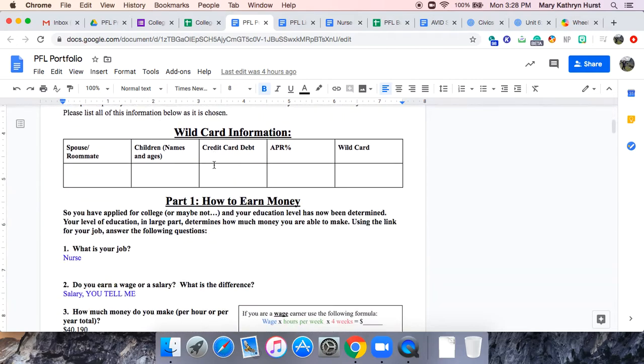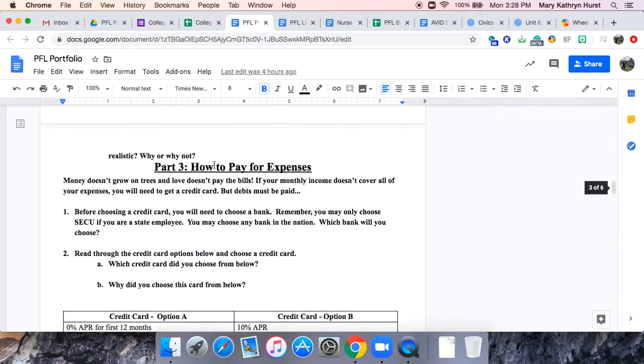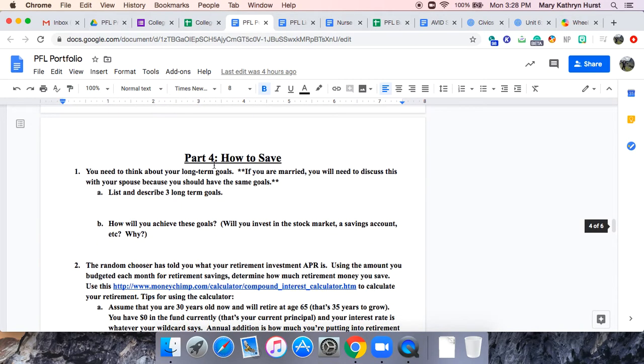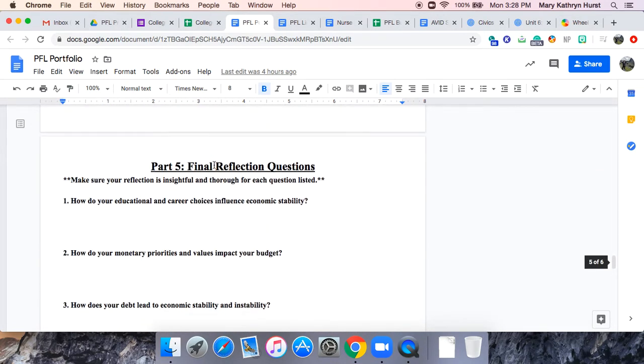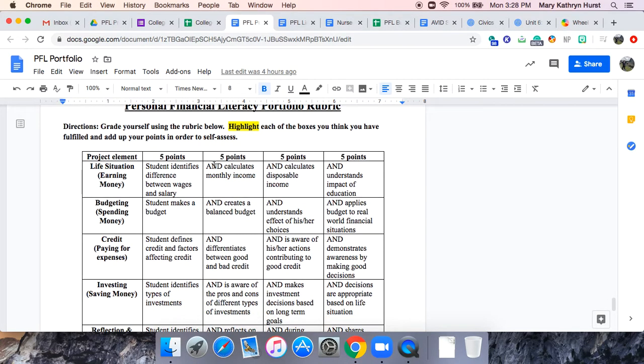project. So part 1 is how to earn money, part 2 is how to spend, part 3 is how to pay, and part 4 is how to save, and then down here to the bottom, part 5 is your reflection. And then we've also got our rubric down here.